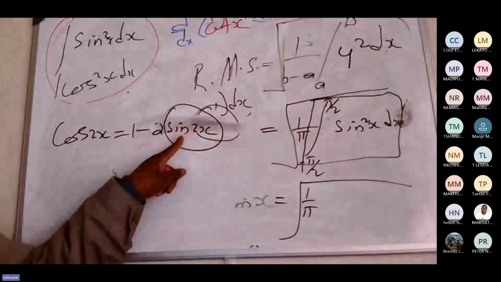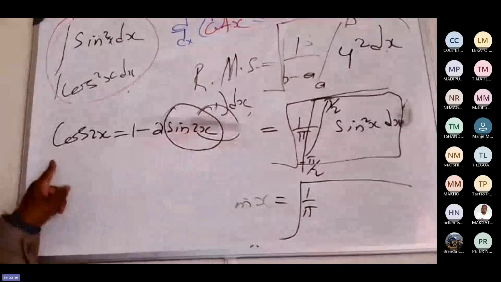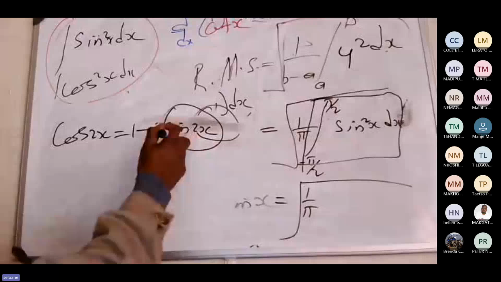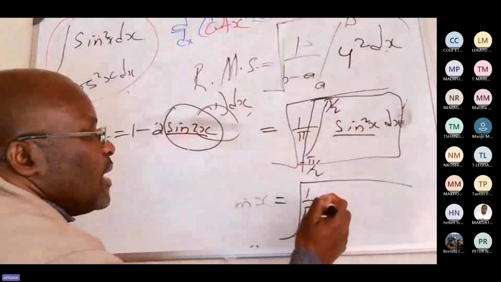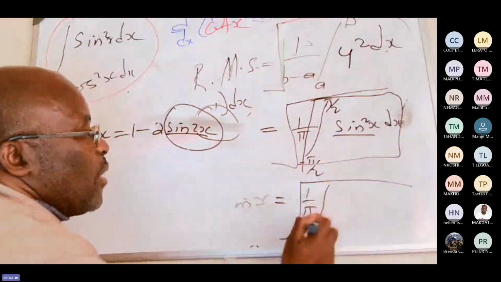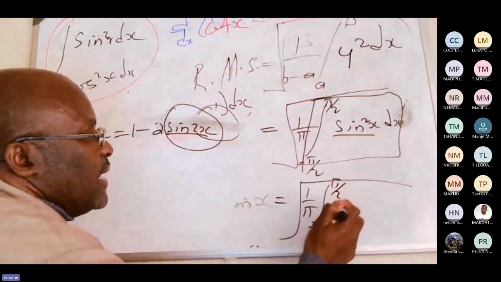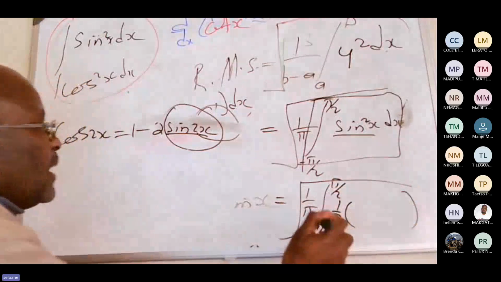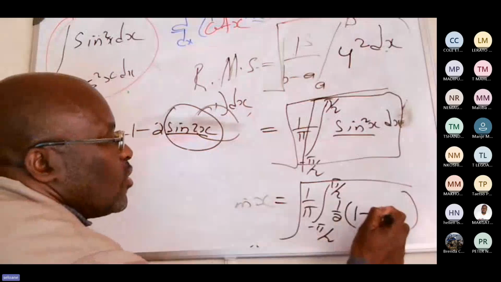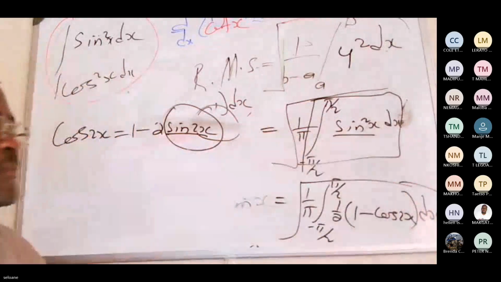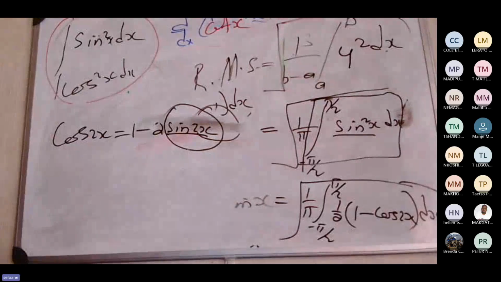Because we're going to bring this together, with the 2 this side and this side. Therefore, this now becomes what? Half in brackets. Remember, you still have this here. Then it's half in brackets 1 minus cos 2x. You have this now.